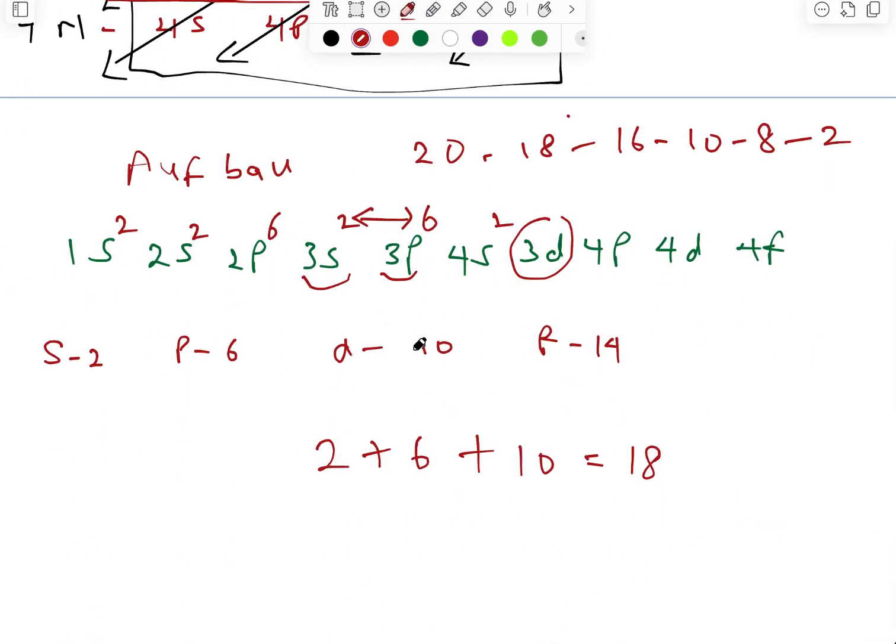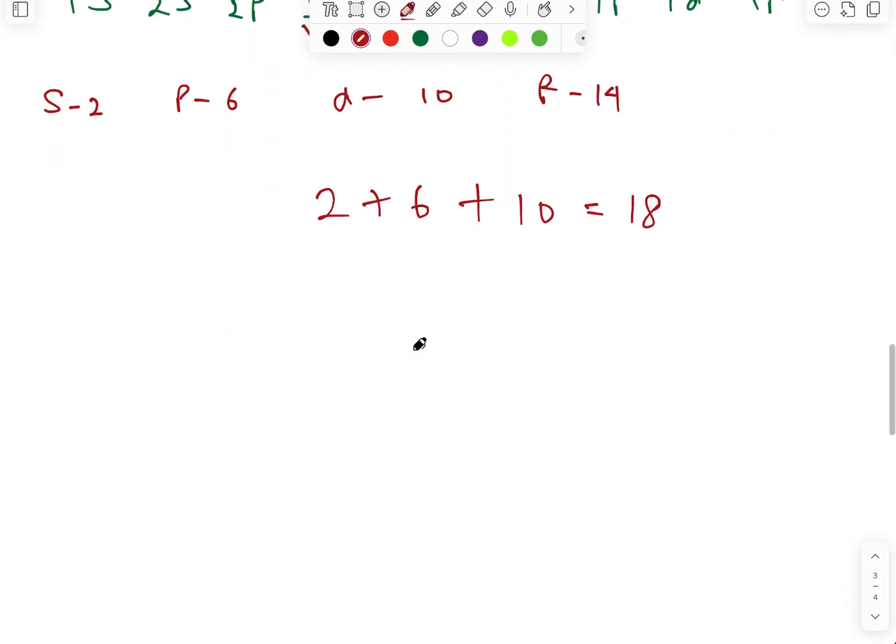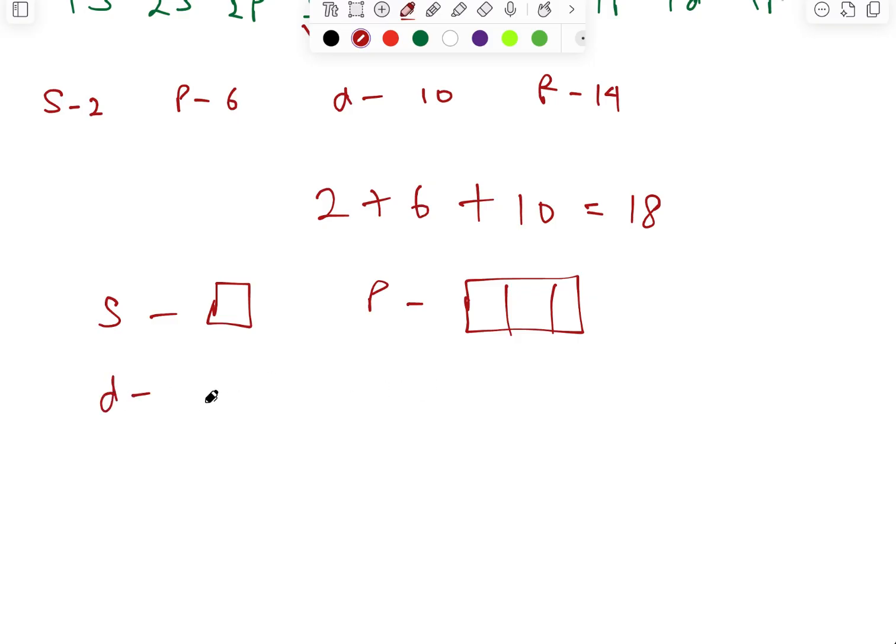Now that we have taken care of Bohr's principle and the way you write the electronic configuration of any element, let's talk about Hund's rule. What is Hund's rule? Hund's rule basically tells us how we place electrons in orbitals. Now, the s orbital, like I've explained earlier, has just one orbital. Then the p has 3 orbitals. The d has 5 orbitals.